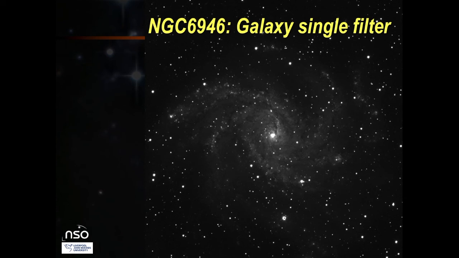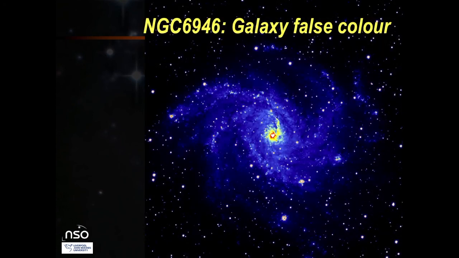You can see the core, you can see the faint spiral arms. But if we take exactly the same observation and simply impose a false color scheme on it, we get this. And suddenly, some of the features become a lot clearer, and that might be something that your students want to do. They might want to reflect on the use of false color to bring out details.